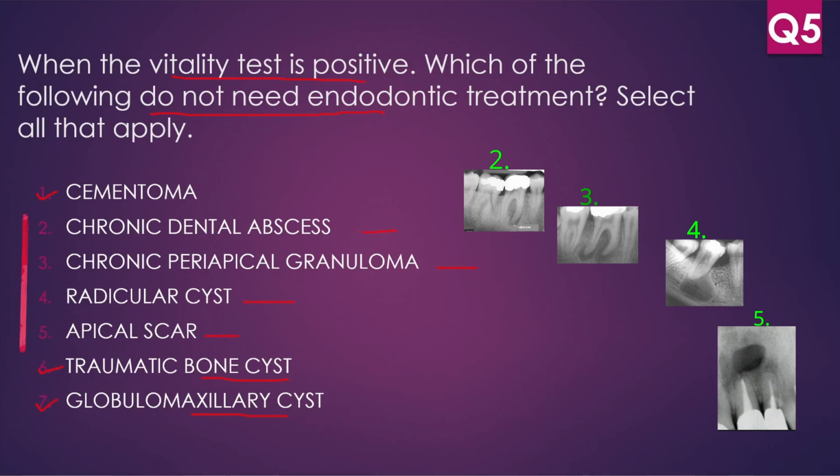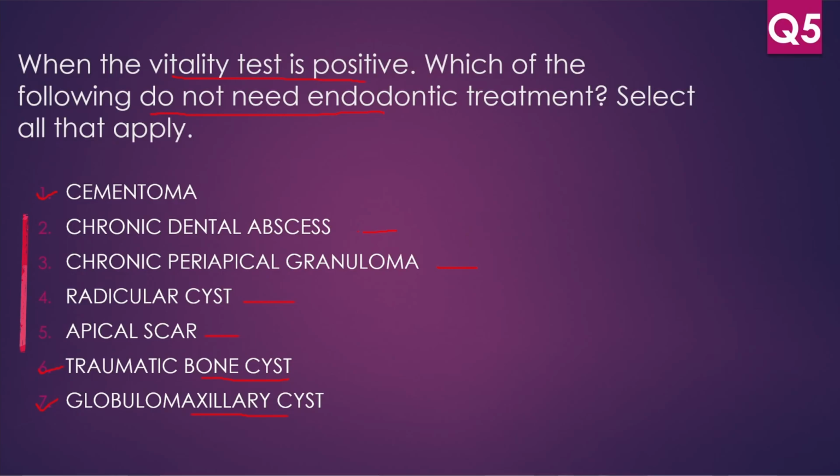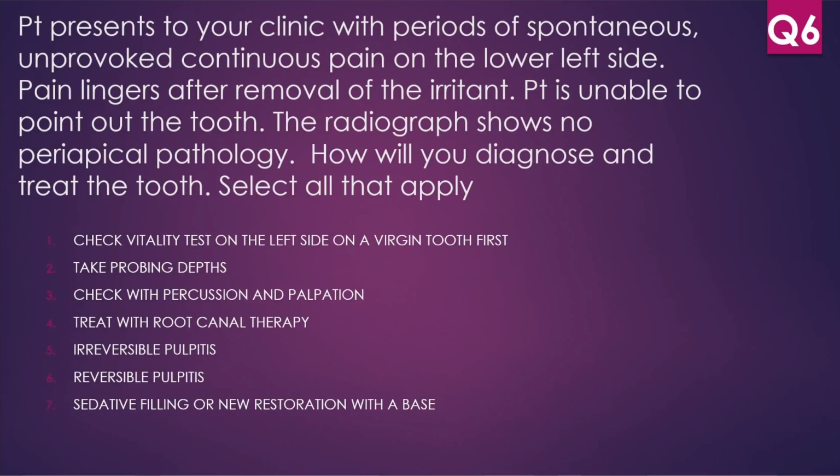So all of these are related to non-vital teeth, whereas cementoma, traumatic bone cyst and globulomaxillary cyst are related to vital teeth. So even though it was an easy one, I just explained the rest of the answers for you. Now let's go to the next question.